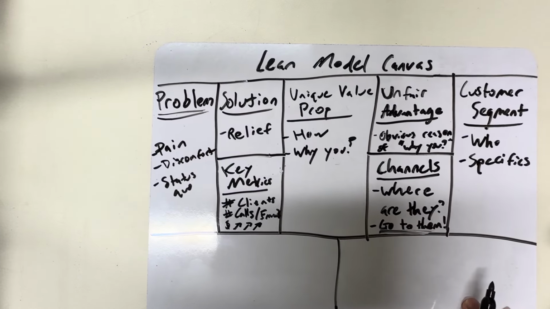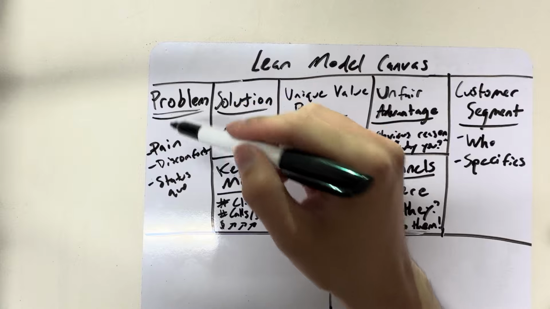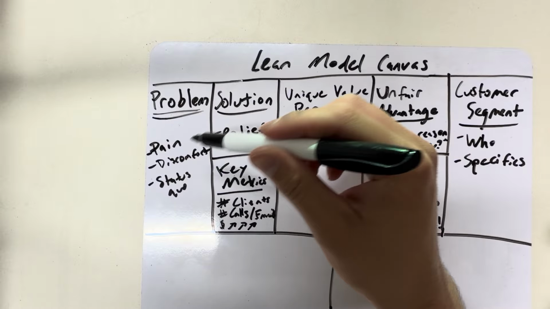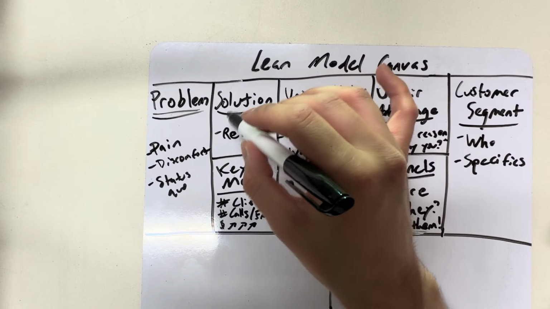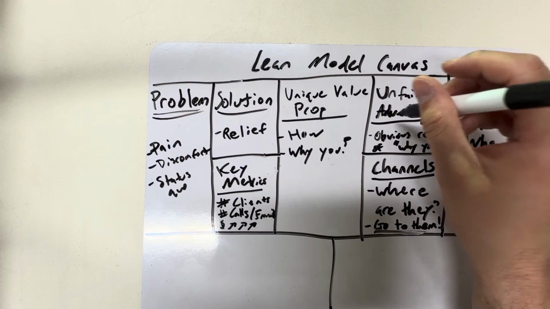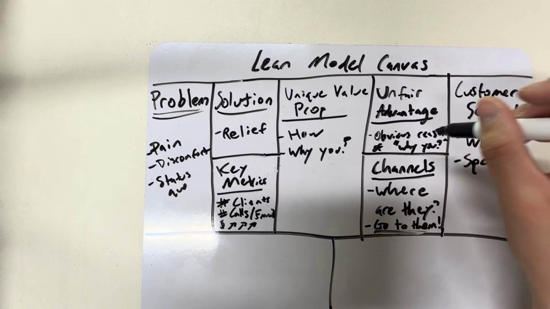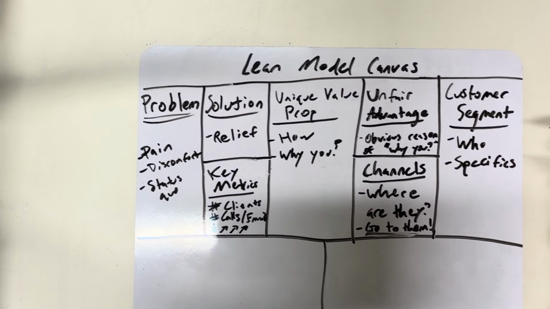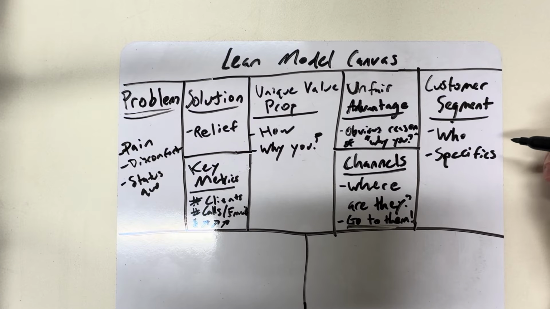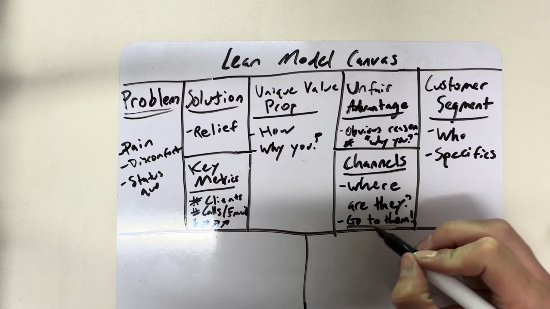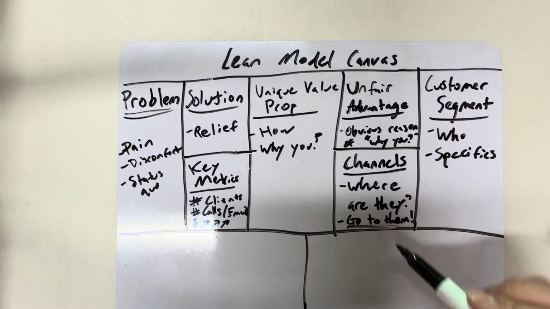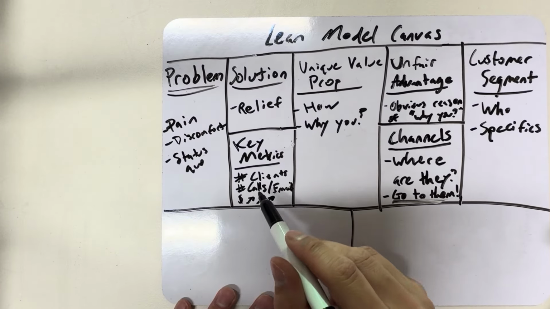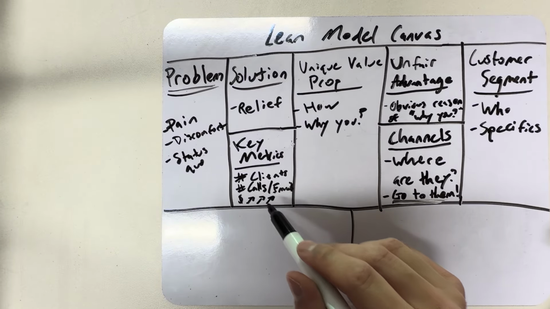So, recap, we have our problem. It's like the pain, the discomfort that the people are facing. We have the solution, the relief. So, how does the pain get solved? We have the unique value prop. So, it's why are you the one to be able to provide that relief? We have the unfair advantage or the obvious reason of why you to apply the relief to the pain. Your customer segment is who you're going to talk to and who has this pain. The channels are where they are and how you're going to get to them. And then the key metrics is how you're going to keep track of how well you're doing. Okay.